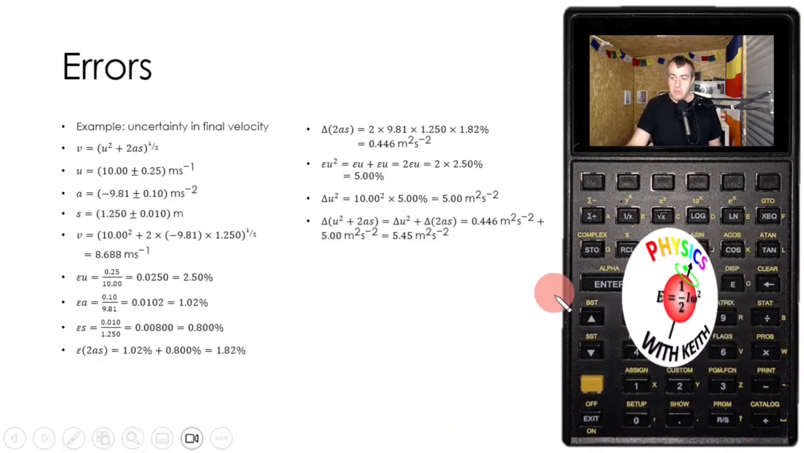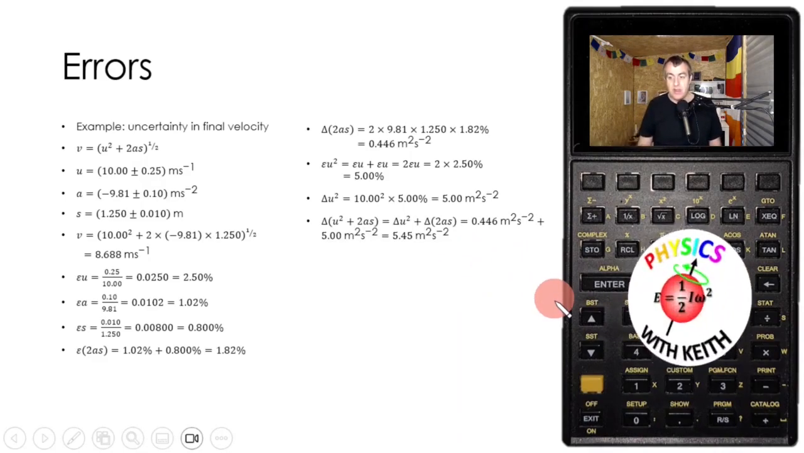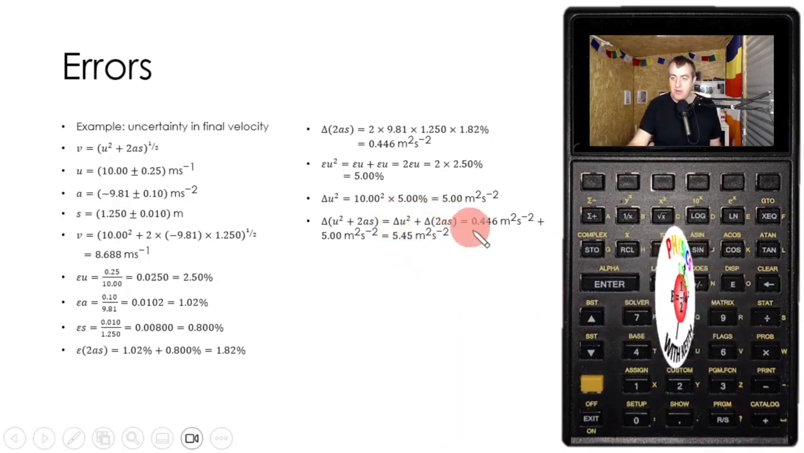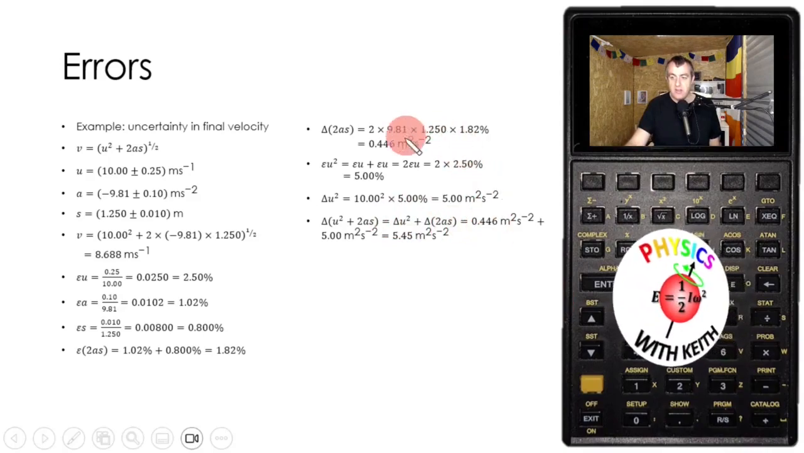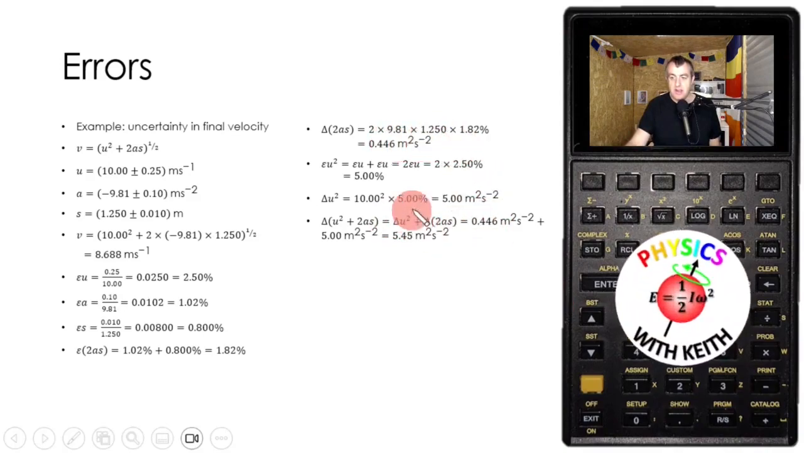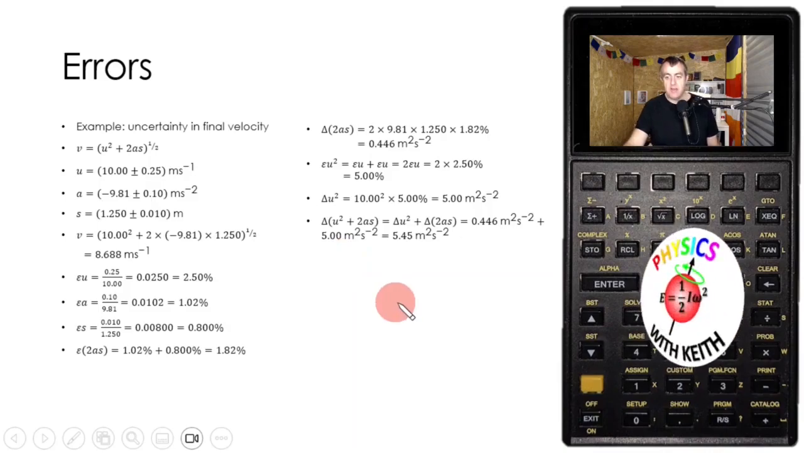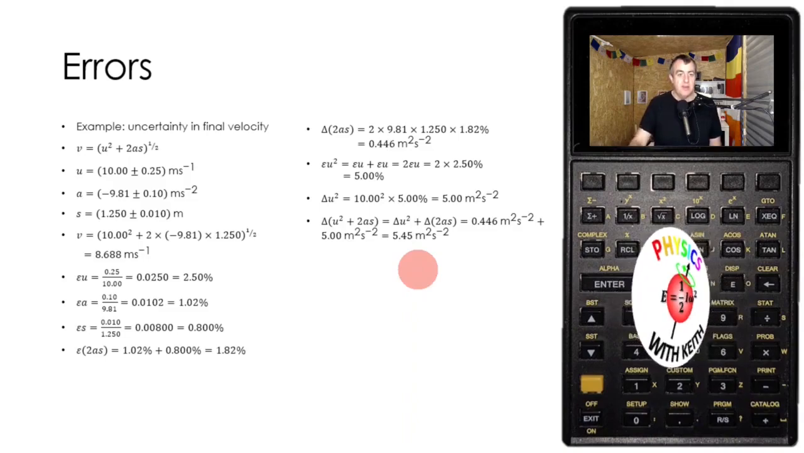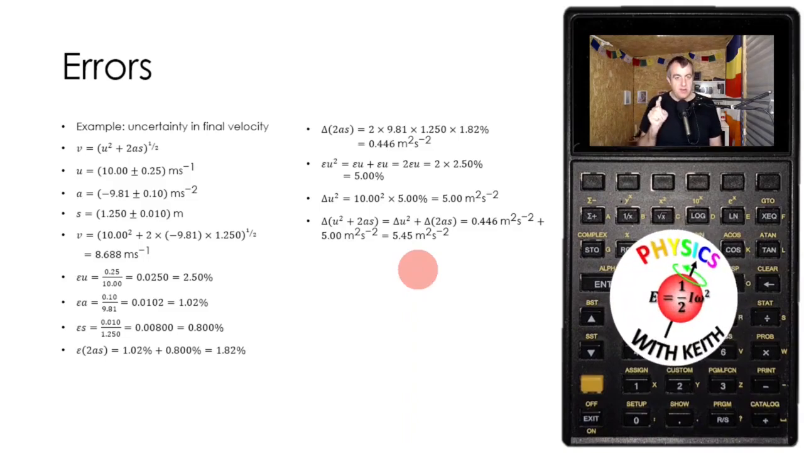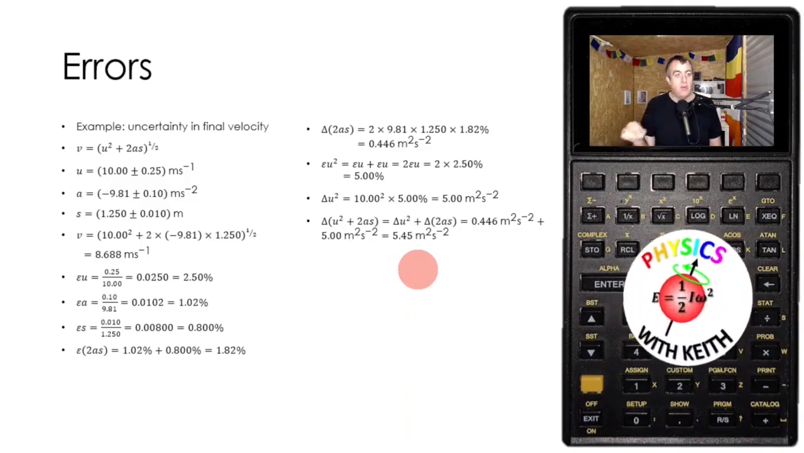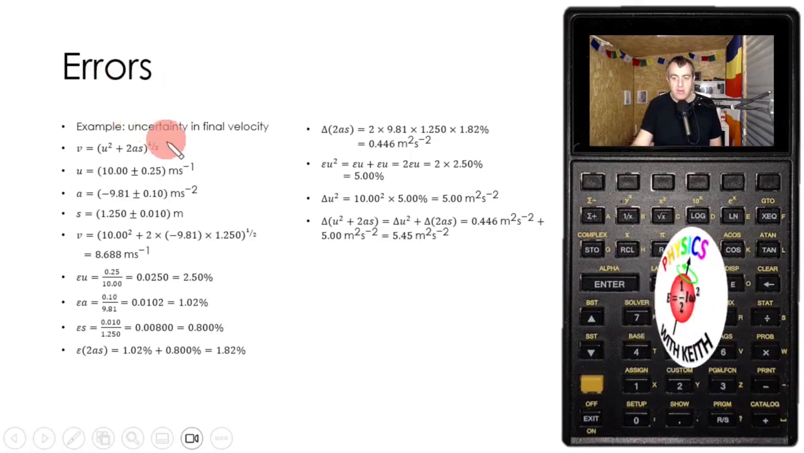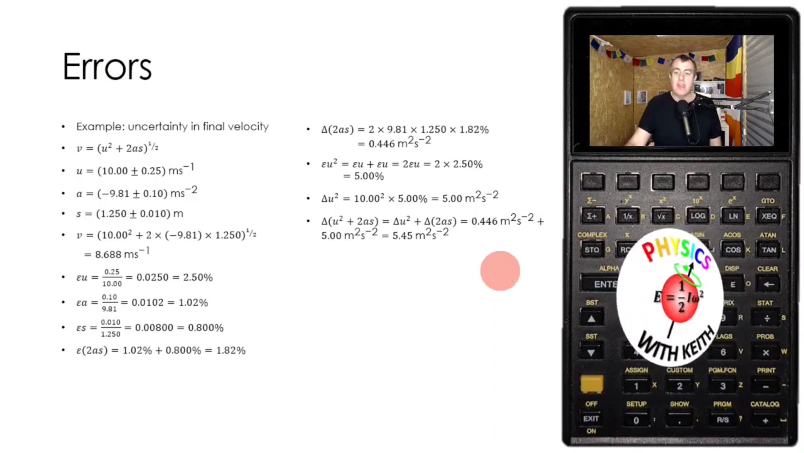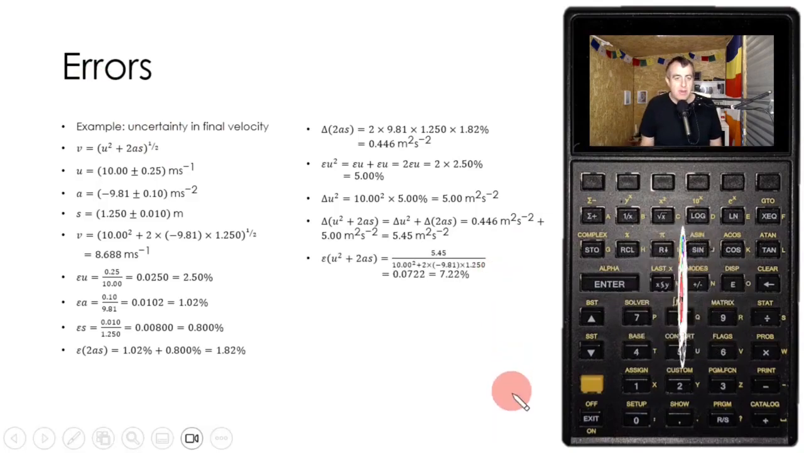Right, so the absolute uncertainty in u squared plus 2as, that's just the absolute uncertainty in u squared plus the absolute uncertainty in 2as. So I'll take that number there, and I take that number there, and I add them together. And I get 5.45 meters squared per square second. But u squared plus 2as is all being square rooted. It's all being raised to the power of a half. So I need to know what the percentage uncertainty is.